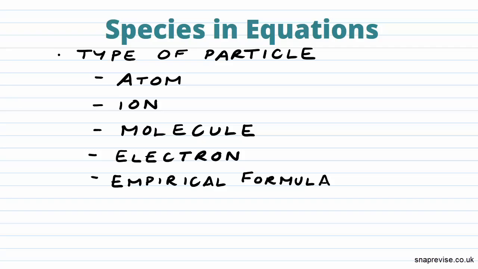Species in equations. Now in our equations we represent the different chemicals that take part as species. Now our species can take different forms. They're different types of particles. They include atoms, ions, molecules, electrons, and empirical formula.